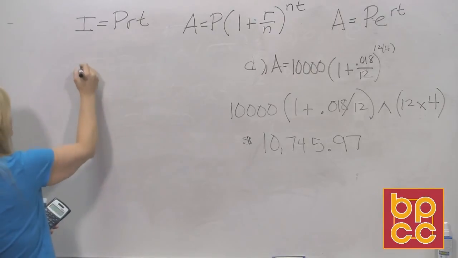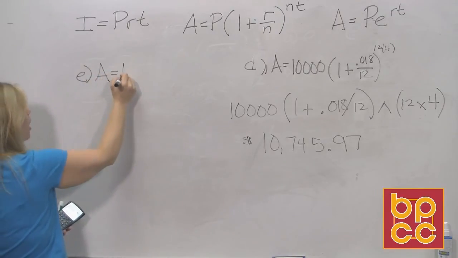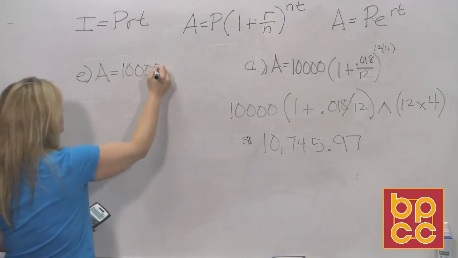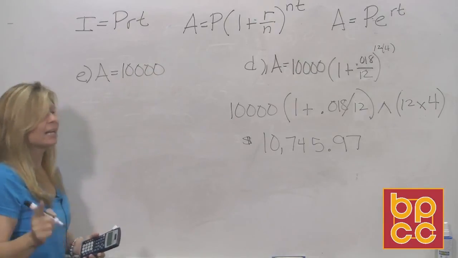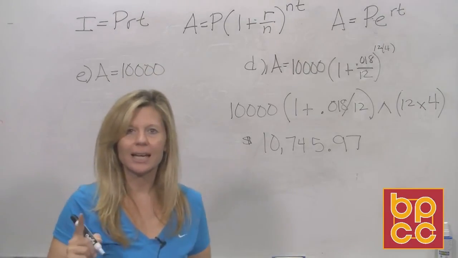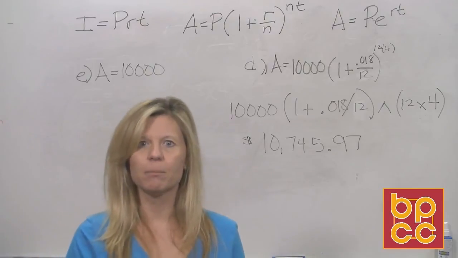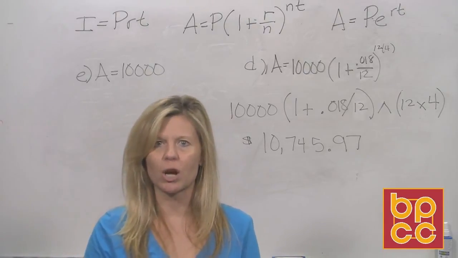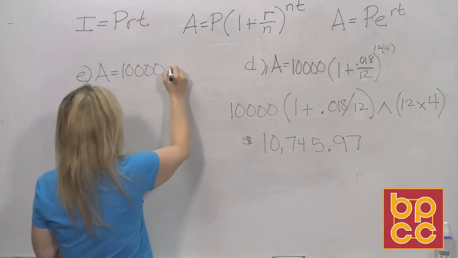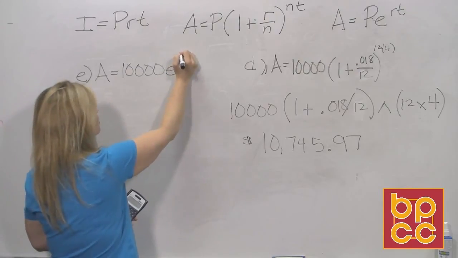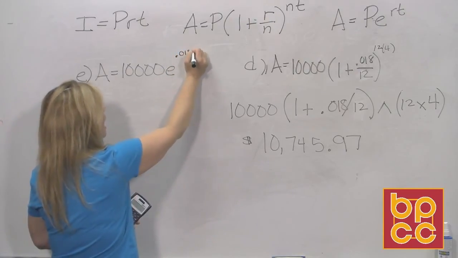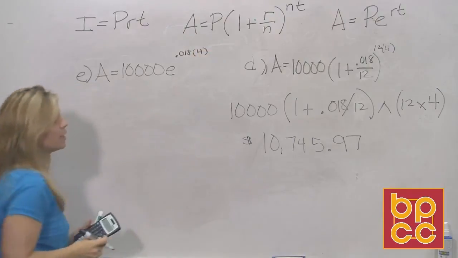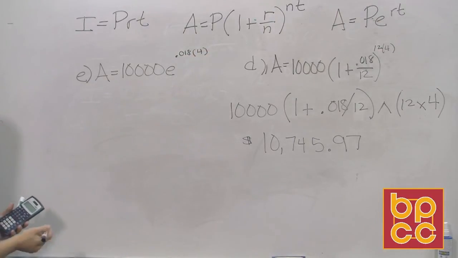So for part E, A equals, our principal is still 10,000. The E you leave in. E is not a variable. E is like pi. It's a symbol that represents an irrational number. So we leave the E. The interest rate is still decimal point 018. And we're going to multiply that by the time, 4 years. So now we've got to type that in.